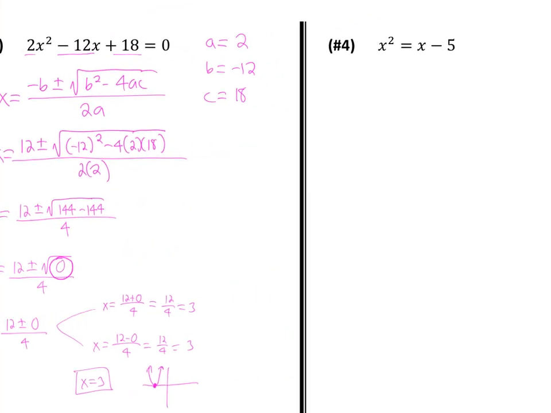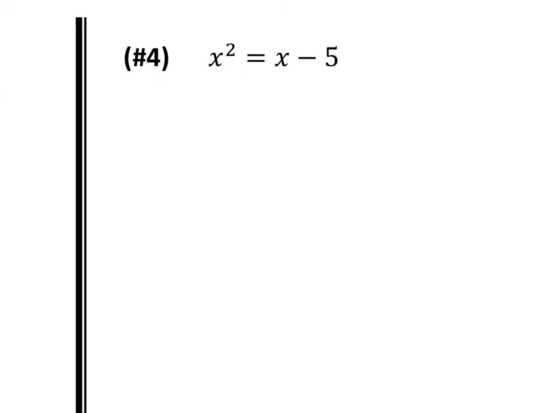Okay? All right, last example. We got x squared equals x minus 5. First things first, is this equal to 0 right now? It is not, so we need to subtract x from both sides and add 5 to both sides. So we're going to get x squared minus x plus 5 equals 0. Now it is equal to 0. So what's our a, b, and c? This one's a little tricky.